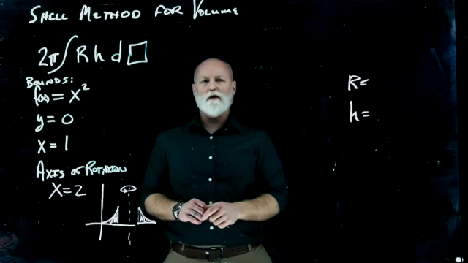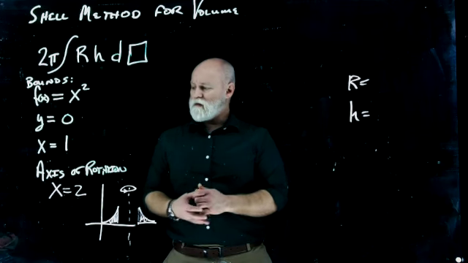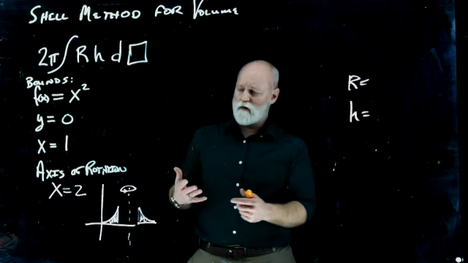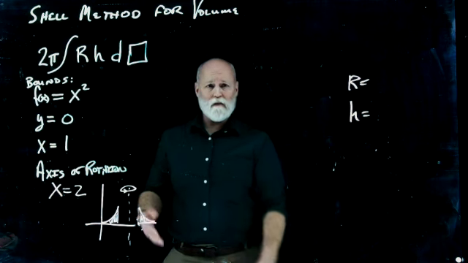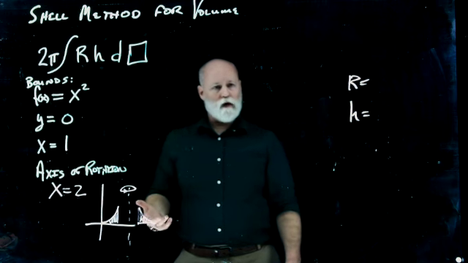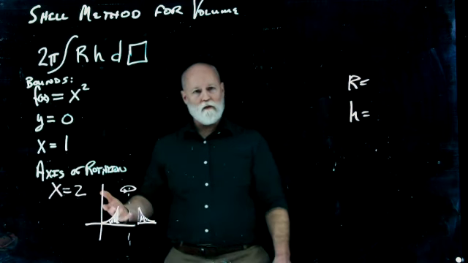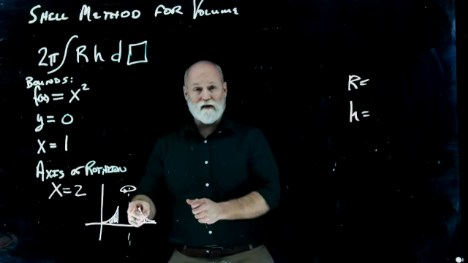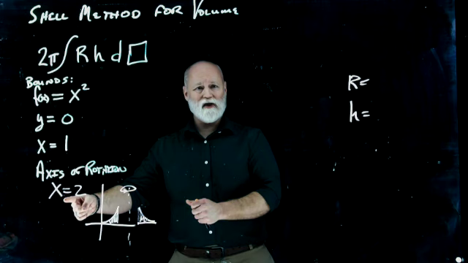Run through a shell method. This is very similar to the one I previously did, where I introduced the idea of shell methods to find volume. This is another example building on the same concept. We're starting with the same bounds as the previous problem, so if you've seen that one, this looks familiar. I'm trying to also set this up from another axis of rotation. That's the piece that has changed here.